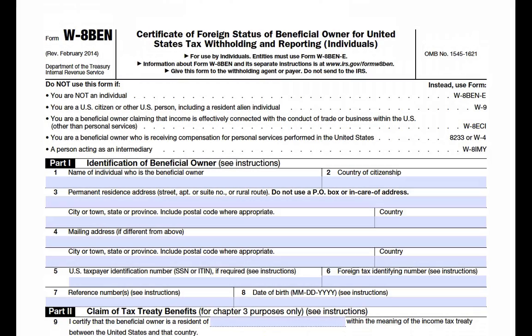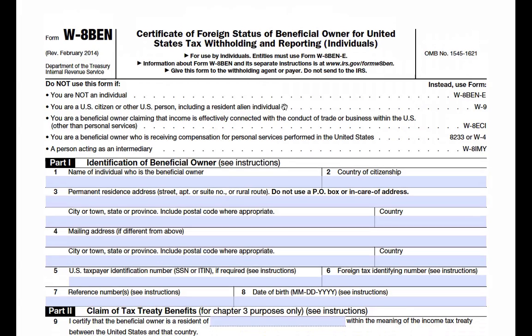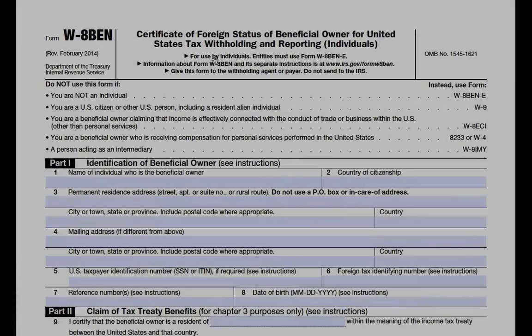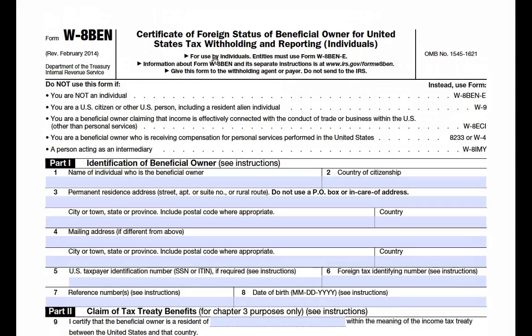Although the primary purpose of the form is to certify the foreign status of the individual, the form can also be used to claim treaty benefits in Part 2. W-8BEN should only be used for individuals and not for entities. Entities must fill out W-8BEN-E, as shown here and as shown here.